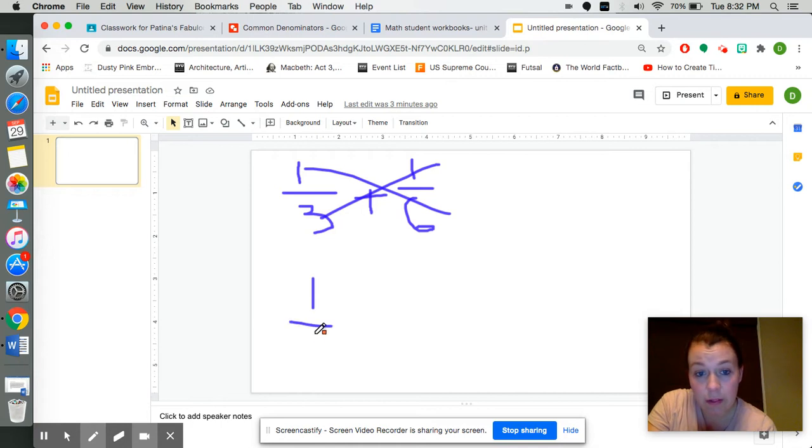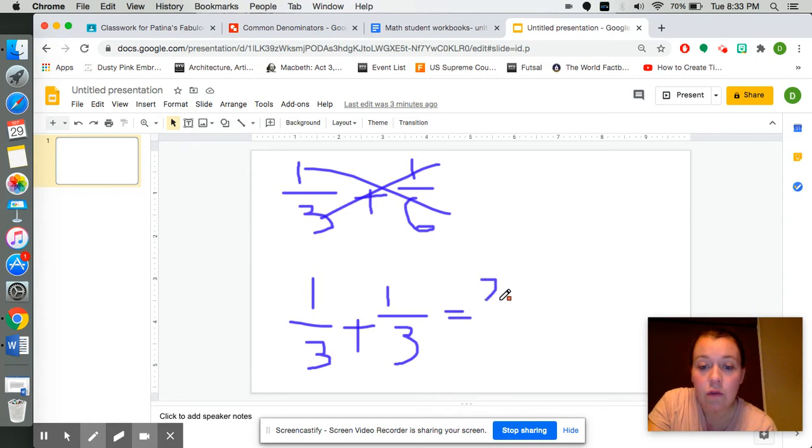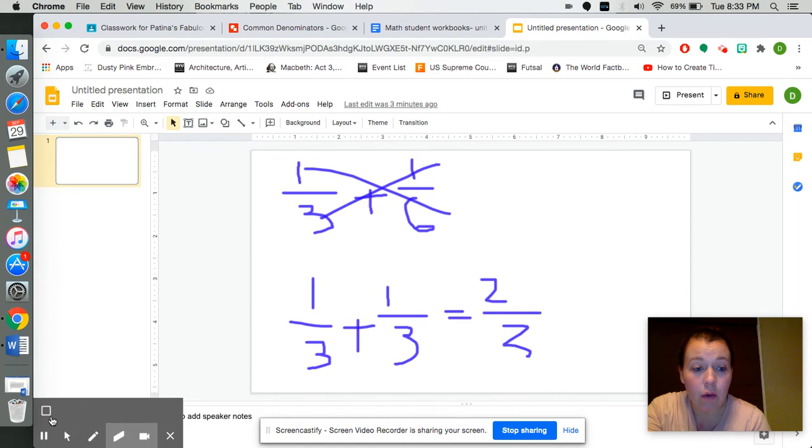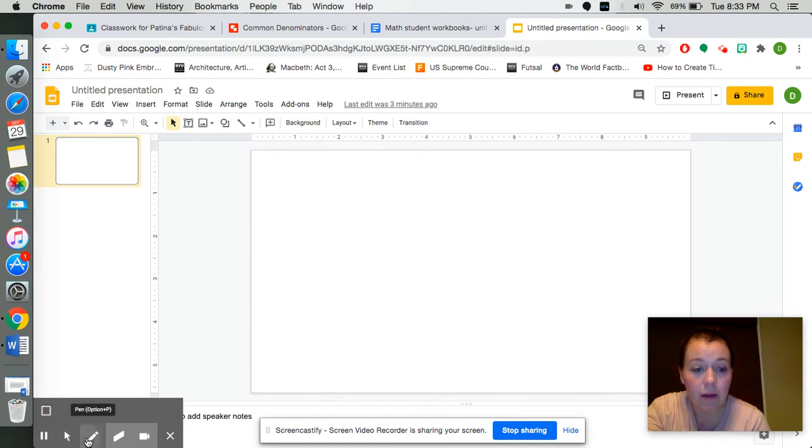If I had 1/3 plus 1/3, I could add them because they're the same on the bottom. They have the same denominator. So 1/3 plus 1/3 would simply be 2/3, not 2/6. You only add the top. So the most important thing to remember when we're going to be adding fractions soon is we're only adding the top, the numerators. We never add the denominators. So I'm going to erase. So I'm going to explain why we cannot add 1/3 plus 1/6.